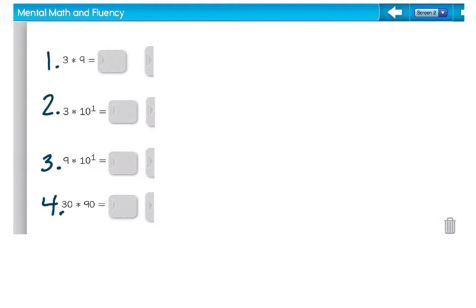Number 1, 3 times 9 is 27. 10 to the first power just means 10. 3 times 10 is 30. 9 times 10 to the first power is 90. And 3 times 9 is 27. We put 2 zeros behind it. The answer is 2,700.